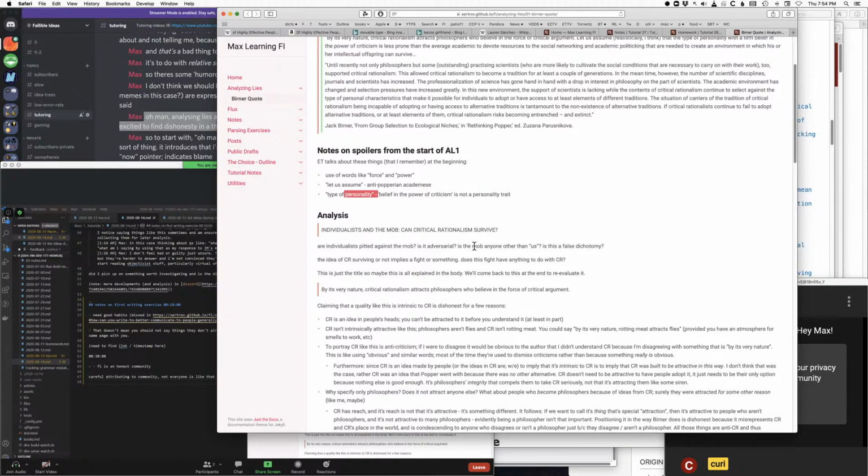Individuals put against the mob, is it adversarial? Is the mob anyone other than us? Is this a false dichotomy? I think there are real conflicts here, but it's reasonable to consider.